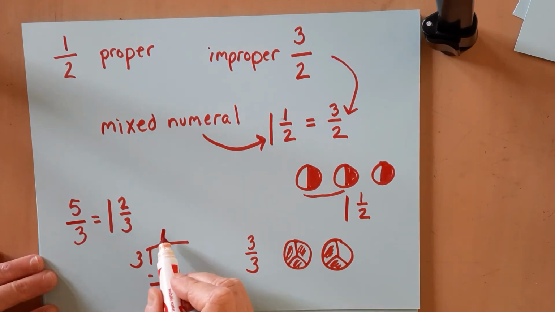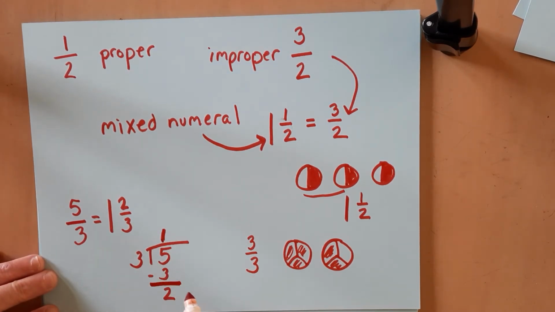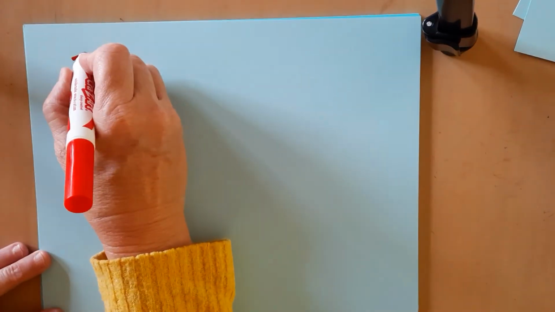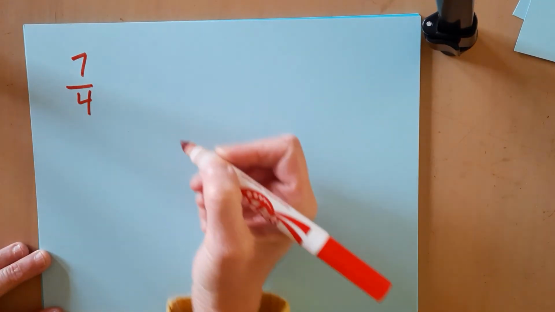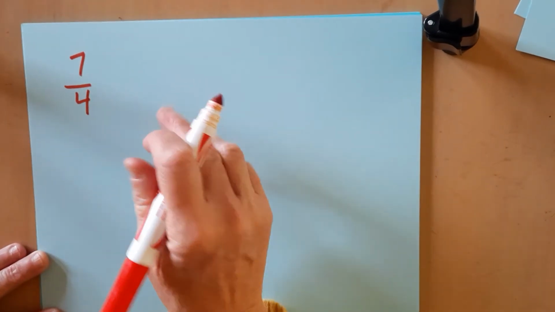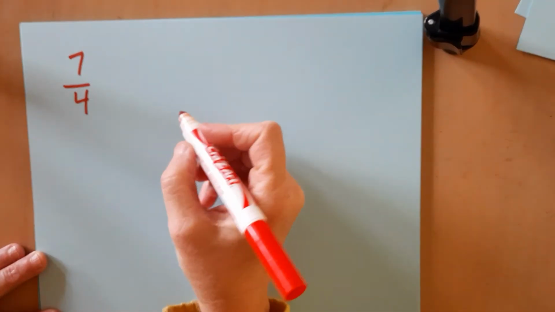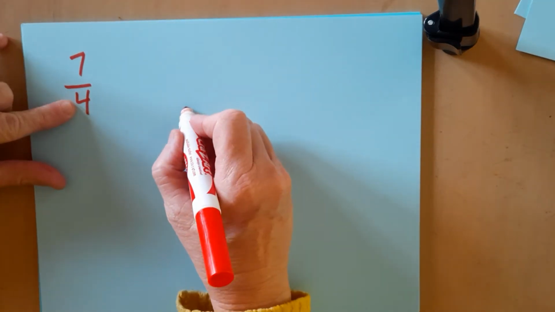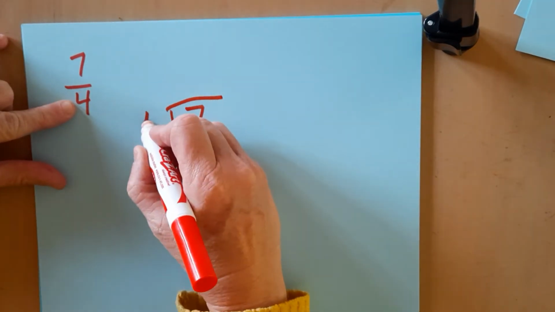Here's the 1. 1 times 3 is 3. And then the remainder is 2. 2 what? It's 2/3. Well, let's try that again. Let's do it with 7. Let's do 7/4. We need to change this improper fraction into a mixed numeral. How do we do that? 7 divided by 4.